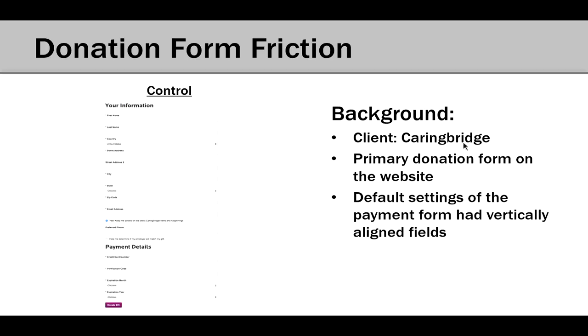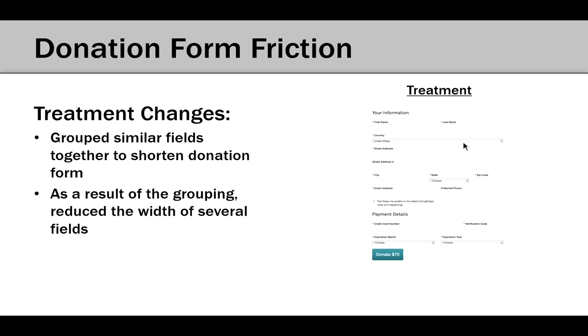On their giving form, out of the box, they have a form that has all of the fields vertically aligned. So first name, last name, city, state, zip, and payment information. They're all vertically aligned. And unfortunately, all of these things are required in order to complete the donation. So in this experiment, we said, how can we change the orientation of the fields to make the perception that there's actually less friction in the process?